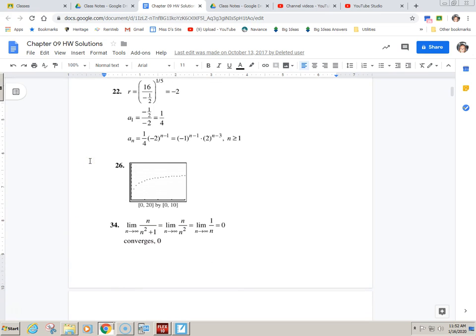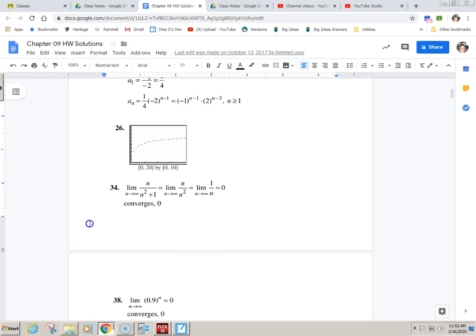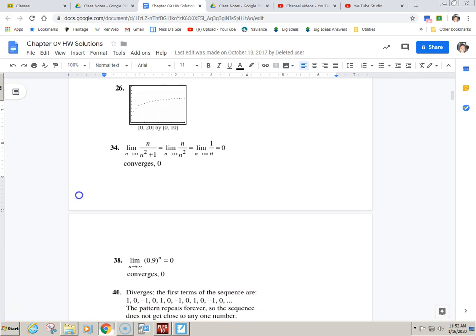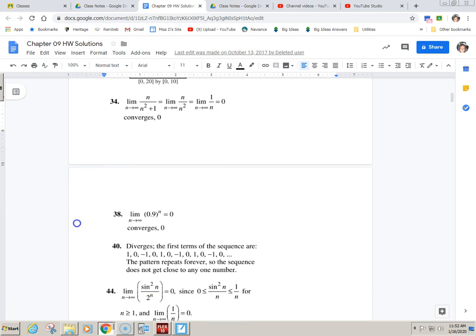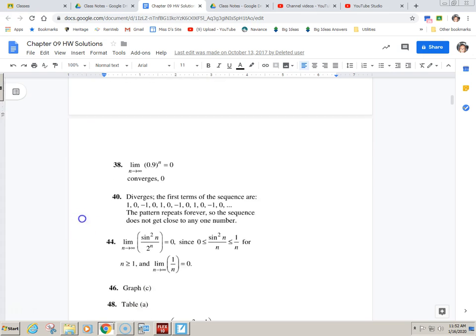Discrete function, look at that. For n equals 1, n equals 2, n equals 3, n equals 4. They made their window 0 by 20 to be able to see those terms of the sequence. Then taking the limit, we have a convergent one that not only converges, but converges specifically to 0. Number 38, same thing. Convergent, converging to 0.